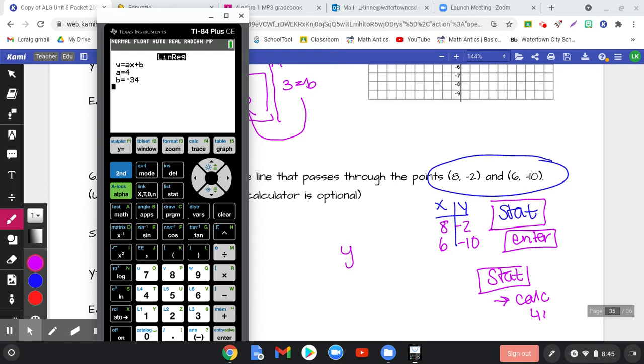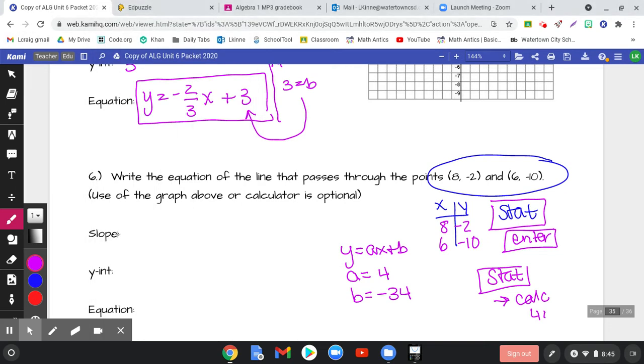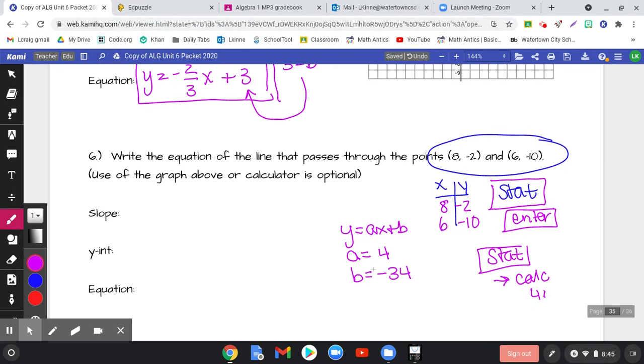Just copy it down. Y equals ax plus b. That's the form of the equation. Your a, or your m, which is your slope, is 4. And your y-intercept is negative 34. So now you can just answer the question. What's your slope? 4. What's your y-intercept? Negative 34. Yeah, that would have been fun trying to find it on the graph.